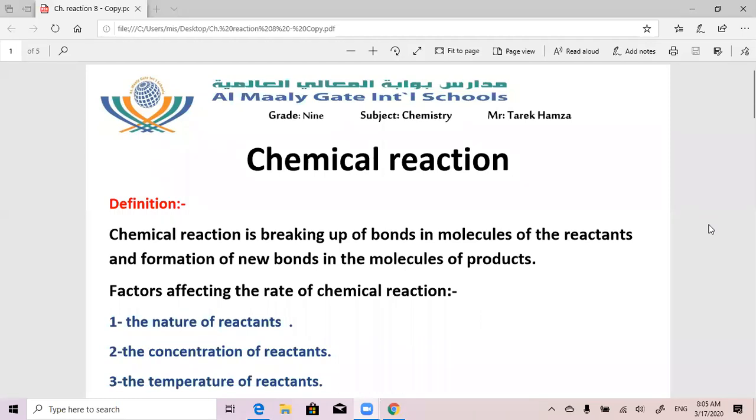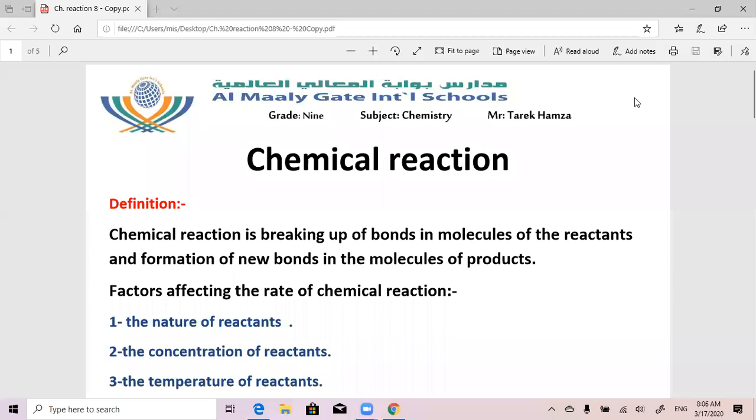Chemical reaction is breaking up of bonds in molecules of reactant and formation of new bonds in the molecules of product. We know the chemical equation consists of two parts, reactants and product. The elements of reactant react with each other to form new product, new substance. Each molecule in reactant consists of bonds. These bonds need energy to break down.